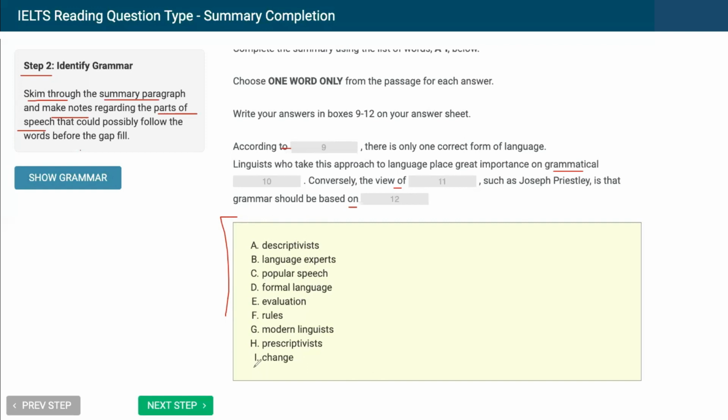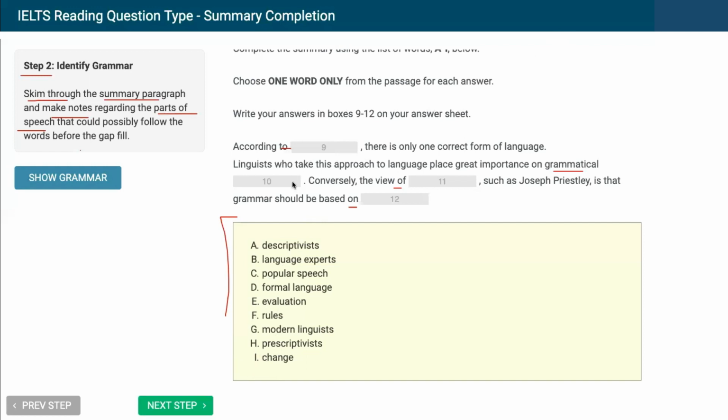But that's okay. Step 2 is not over yet. Now, what we can also do here is look at each number and think about which options wouldn't work or which options would perhaps be a bit strange. So for example, if I look at 9, according to rules, according to prescriptivist, these would all pretty much make sense. According to change would be a bit odd. Grammatically, it makes sense, but it's a bit odd, so I can already sort of rule that out or make a note that I is probably not the best option for 9, but we'll see.